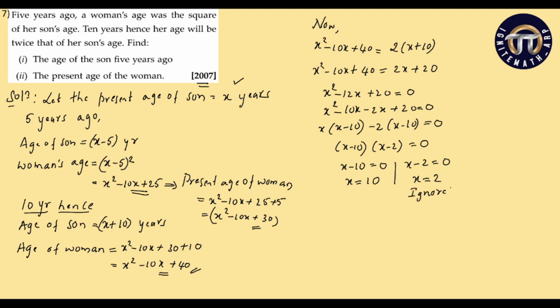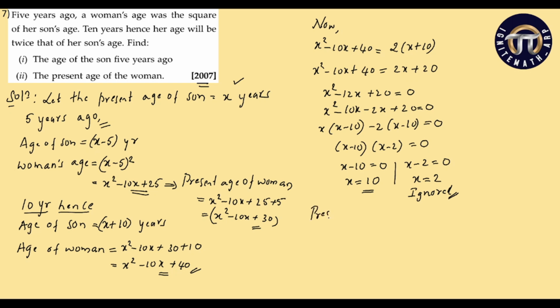Can you tell me why? Because if I find out the age of the son 5 years ago, it will go negative. Age cannot be negative. So that's why I'm ignoring x equal to 2. So now x equal to 10 I have got. So what is the first sub-question there? The age of the son 5 years ago I am supposed to find out.